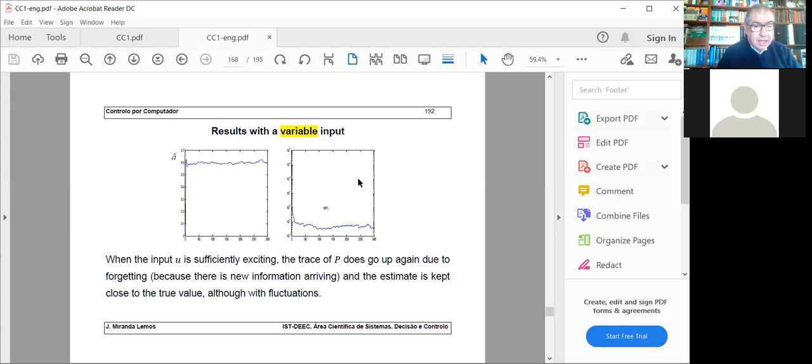Okay, because now I still have the same tendency of making P grow because I'm dividing by 0.95, but then I have the other effect, which is I'm receiving information from data, and this information forces P to decrease. Okay?